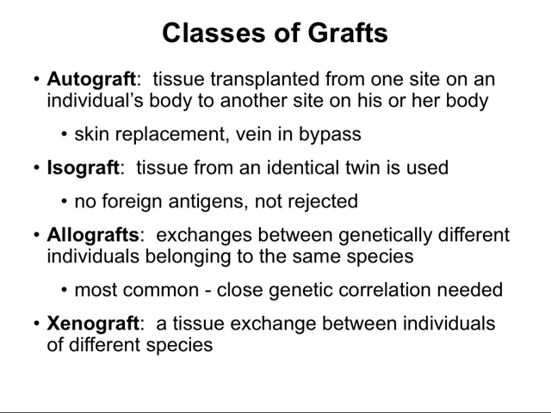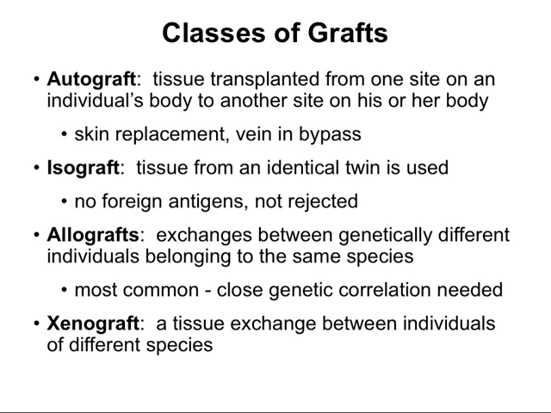Now, there are several different types of grafts. They're classified based on the genetic relationship of the donor and the recipient. Autografts make sense. This is tissue that's transplanted from one site on an individual's body to another site on his body. Skin replacement and burn therapy is a great example. Or often we use the veins in the lower leg in heart bypass surgeries.